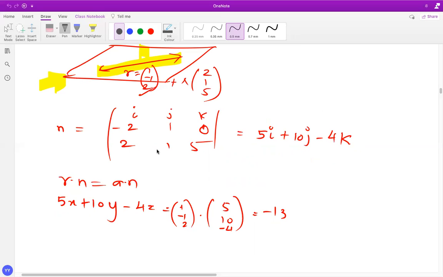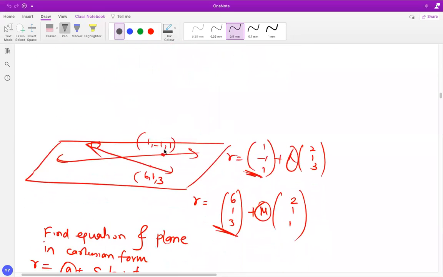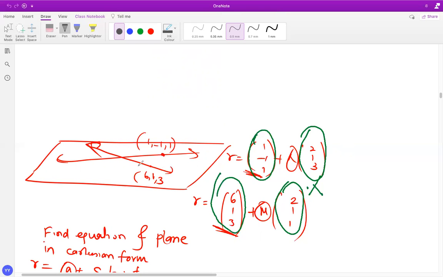Now, the second difficult scenario that students get is this. When you have two lines in the plane and you want to find the equation of the plane that contains these two lines, it's actually not very difficult. This is my first vector in the plane. This is the second vector in the plane. You take the cross product of these two, and this can be chosen as the normal to find the equation of the plane.